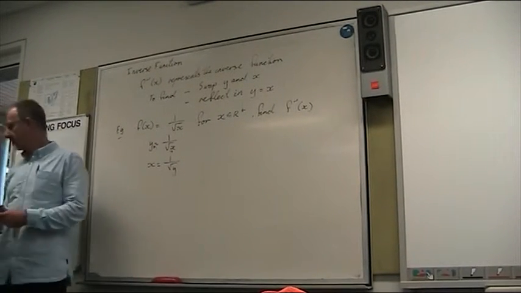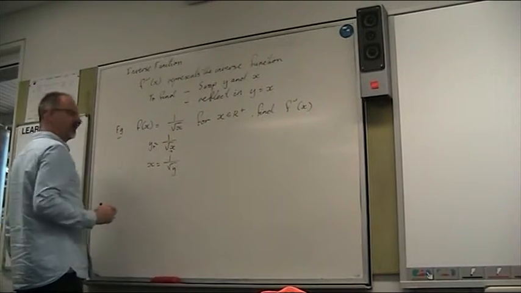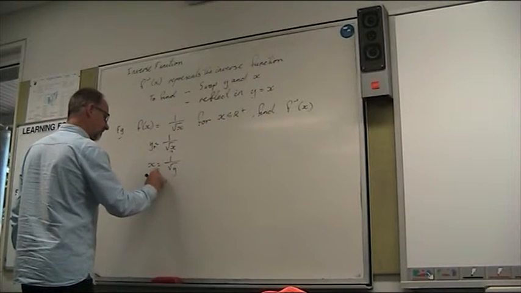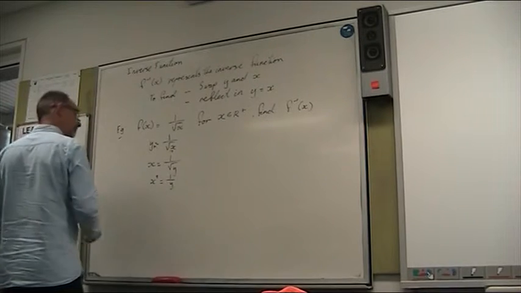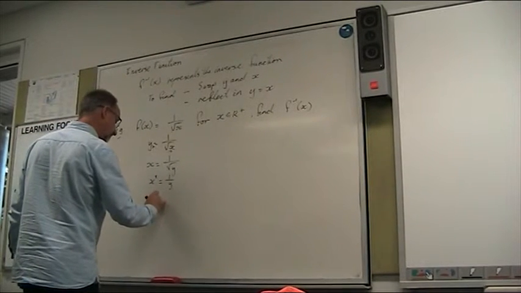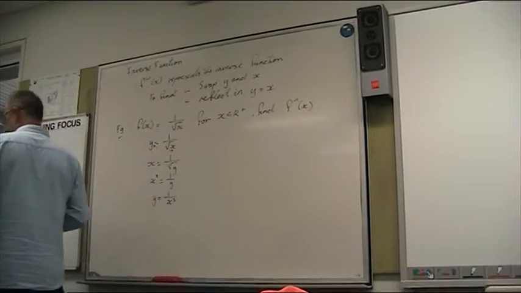So we swap, now we rearrange, get rid of the square root, square both sides. Times both sides by y and divide by x squared, you get that.